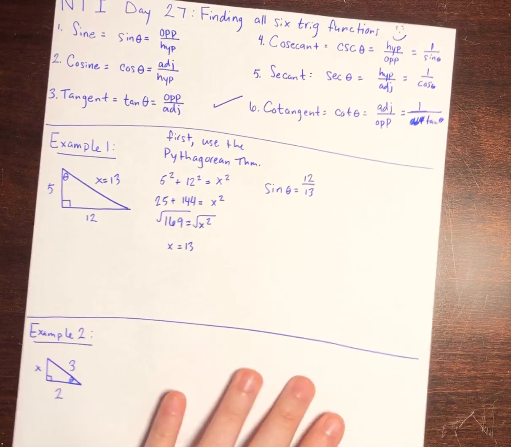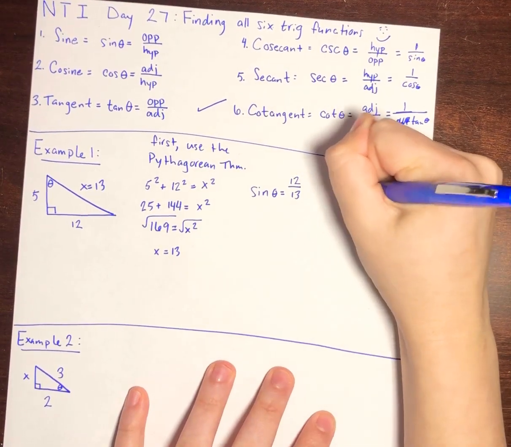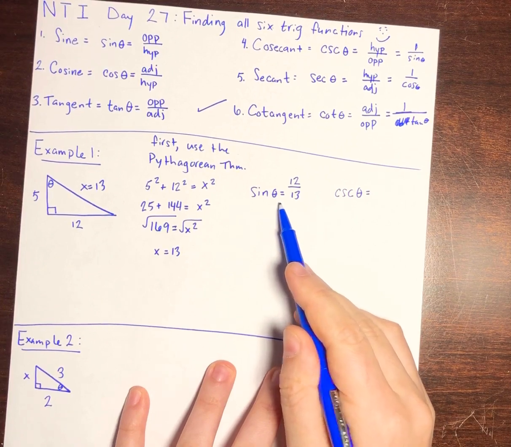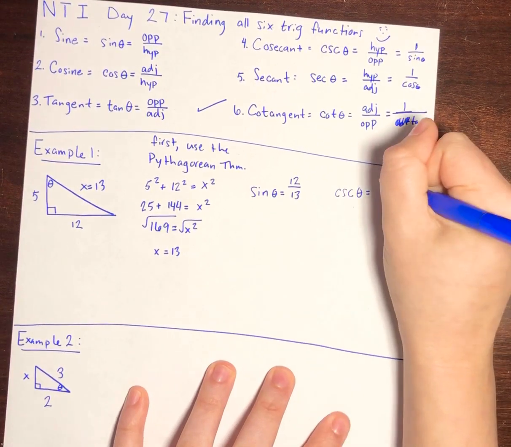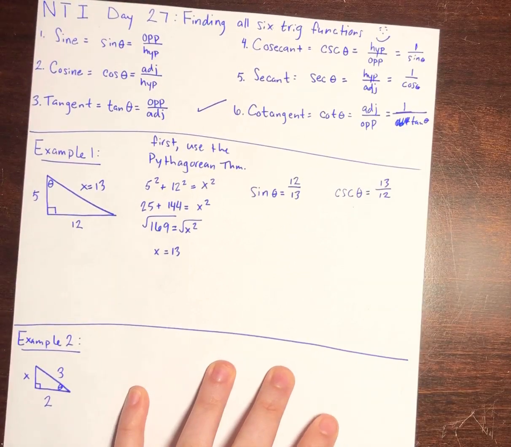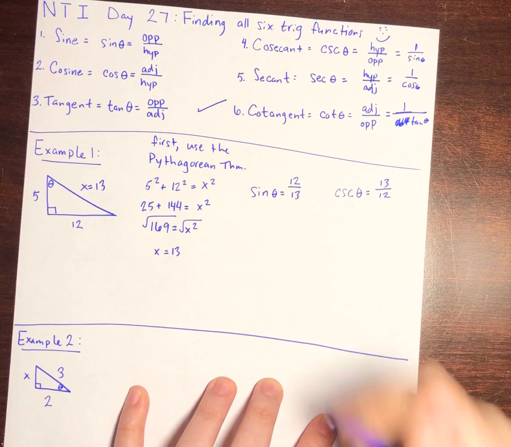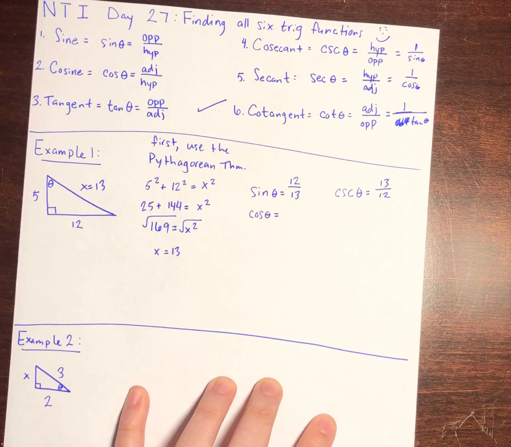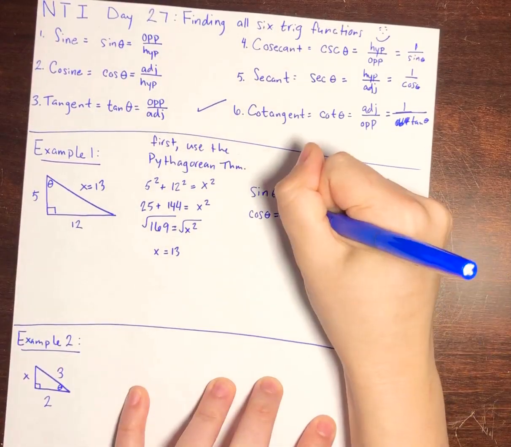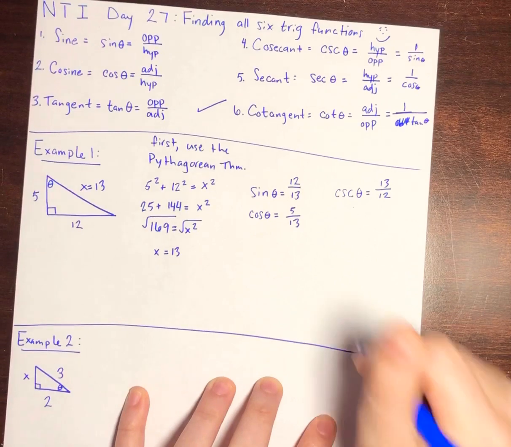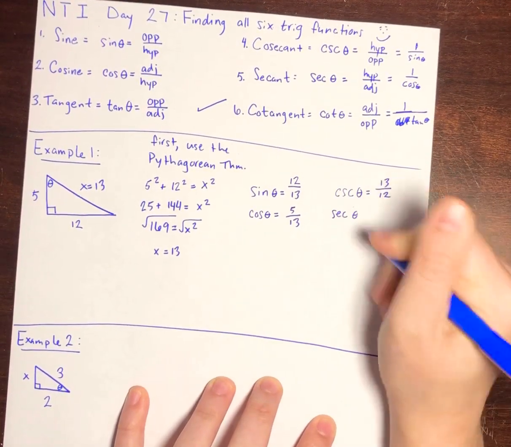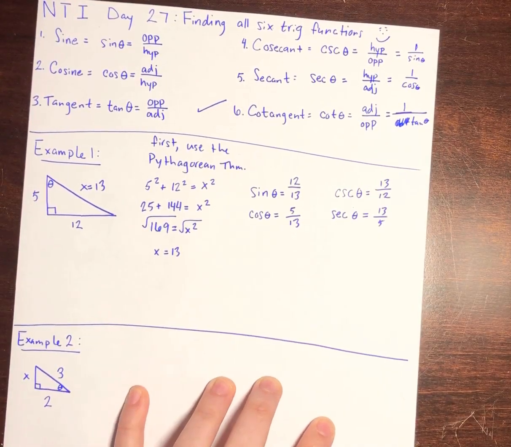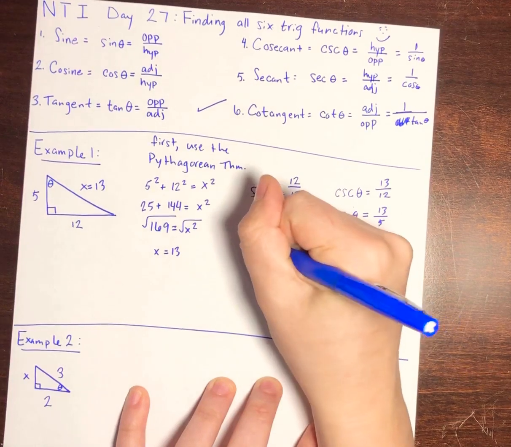Cool. And now cosecant, like I just said, cosecant is just the opposite of sine, the flip, the reciprocal. So cosecant is going to be 13 over 12. It's not so bad. It's pretty easy. And then let's find cosine. So cosine is going to be the adjacent over hypotenuse. Adjacent is 5. Our hypotenuse is 13. And then we can find secant because that's the reciprocal of cosine. So we'll just flip that over, 13 over 5. Nice and easy. And then we can find tangent.